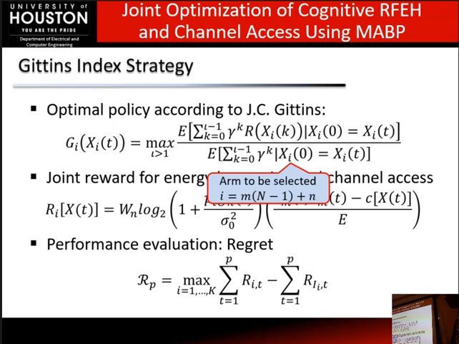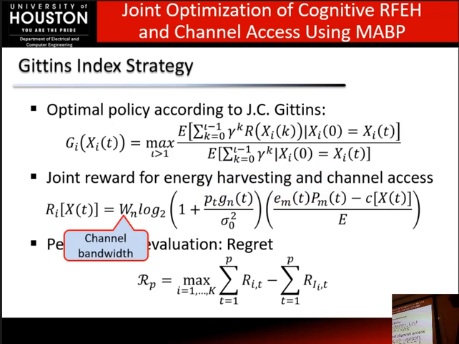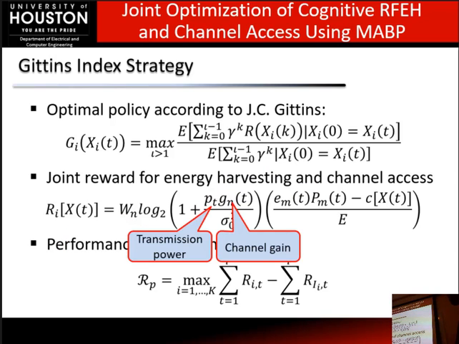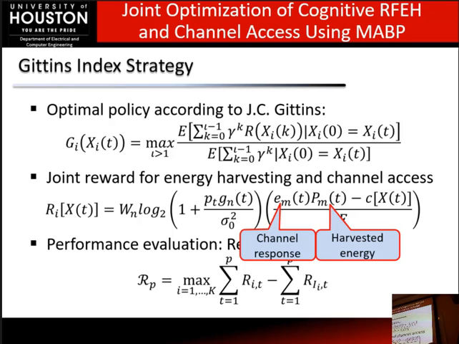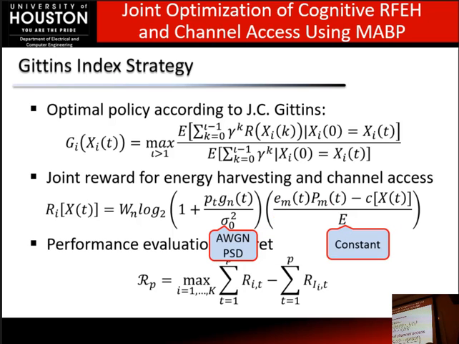It's a combination of 2 out of 30 combinations. This is a joint reward. So we're trying to maximize both the data transmission, shown here, the transmission power and channel gain, and also the energy harvesting. So the harvested energy minus a certain cost. This is the cost that is used for transmission or processing.